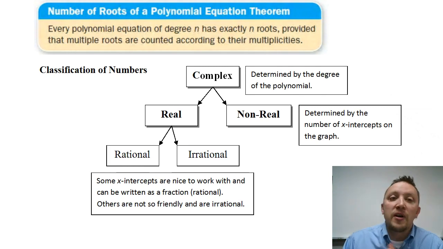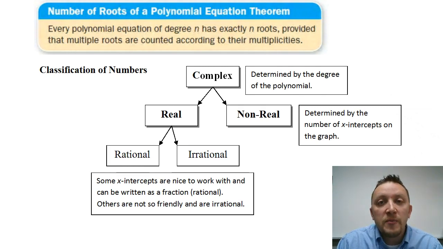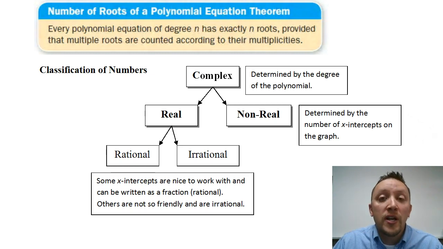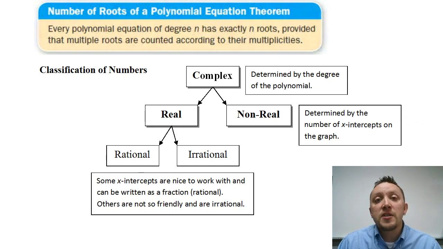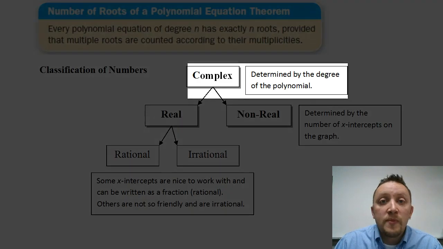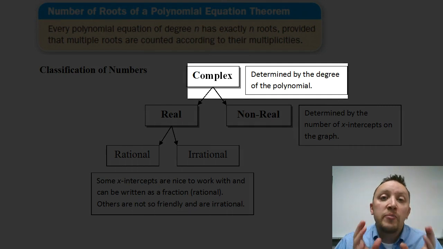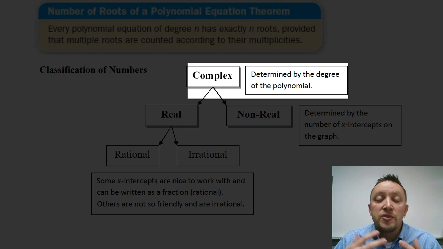So basically, this number of roots of a polynomial equation theorem is describing what we just talked about, saying every polynomial of degree n has exactly n roots. So whatever the degree is tells us how many roots there are. This little tree diagram here helps us break this down. Remember, the degree of the polynomial tells us how many total complex solutions there are. How many total zeros, how many total complex zeros, or how many total complex roots there are going to be.